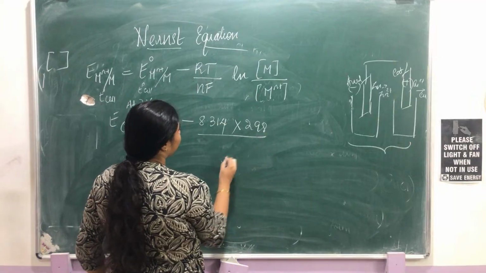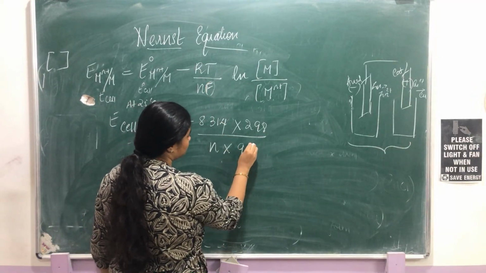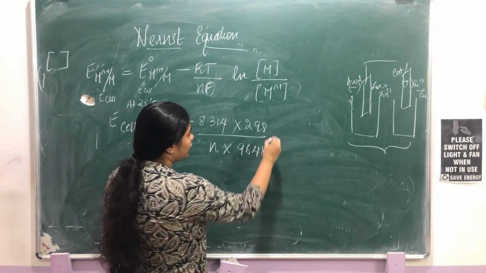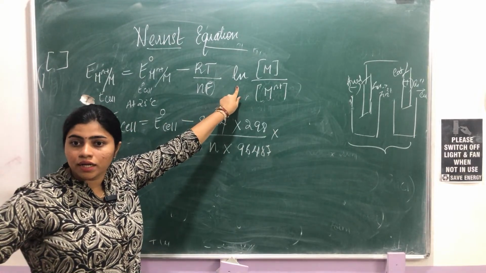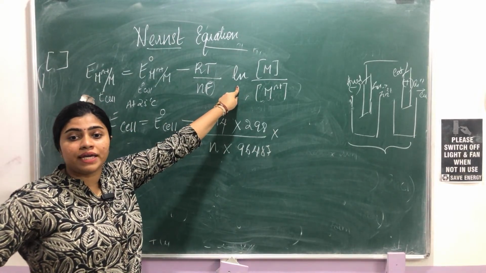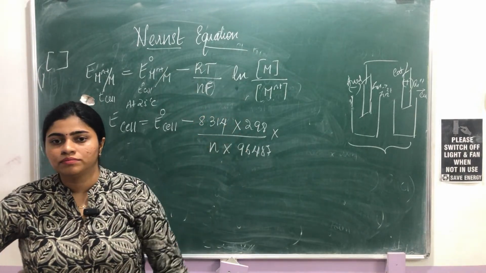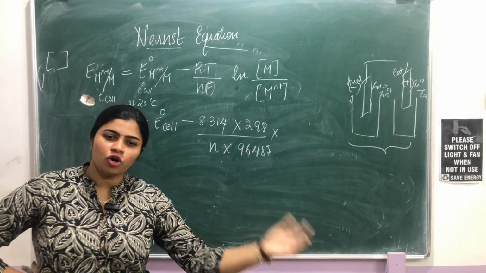298 divided by, keep N as such. What is F value? 487 into, now this is ln. You're all math students, right? Ln is nothing but log to the base E. Convert it into log to the base 10. In simple words, convert ln to log.